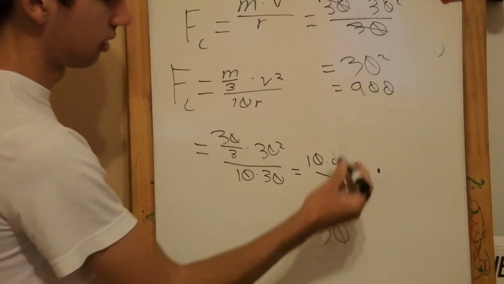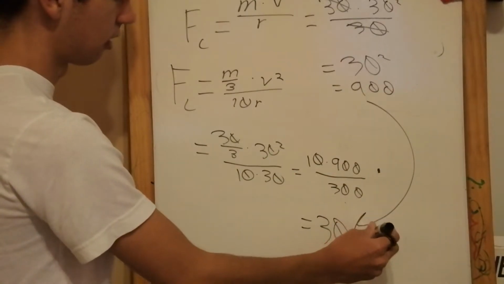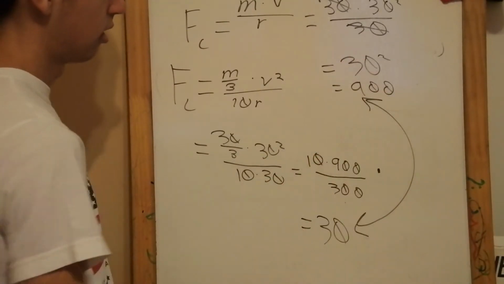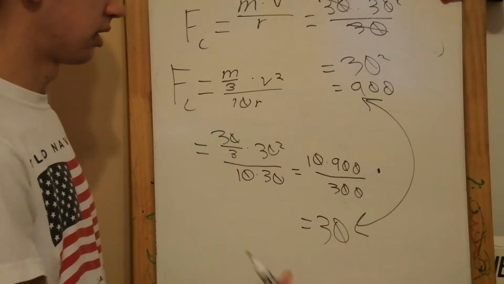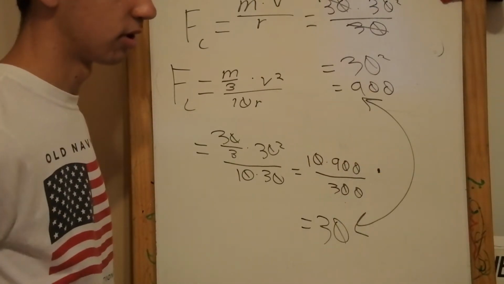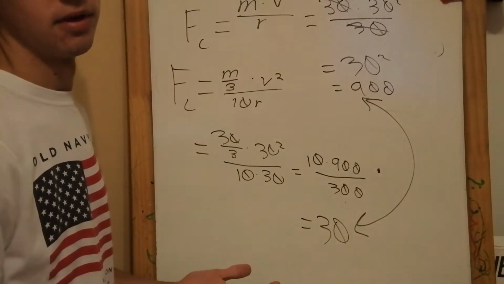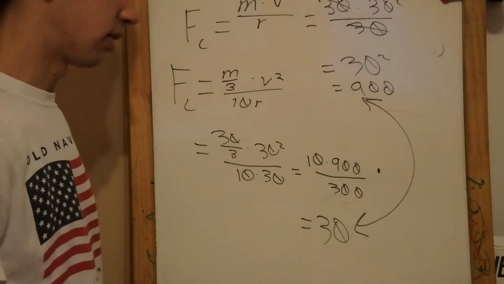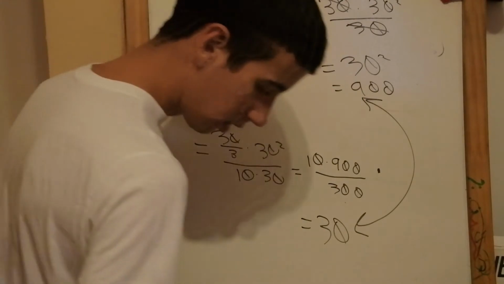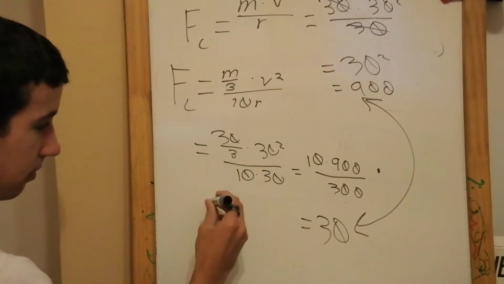Now what do we do? Remember, look at these two numbers here. What do they have in common? How many times does 30 go into 900? How the heck am I supposed to know? Don't worry, I taught you the equation for this. I don't expect you to know this either. Don't worry.